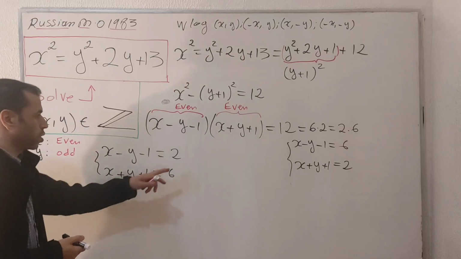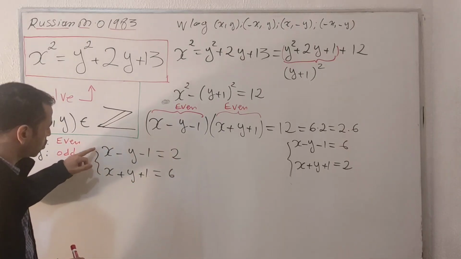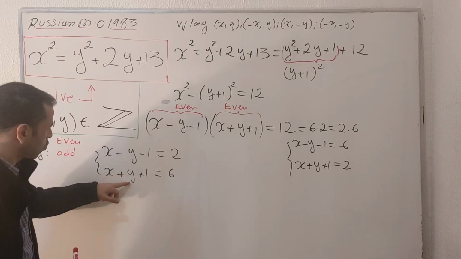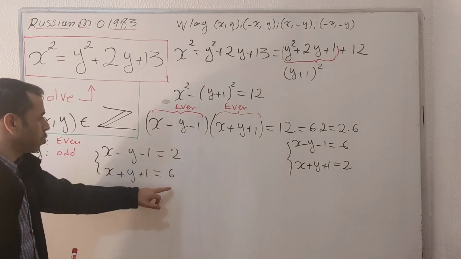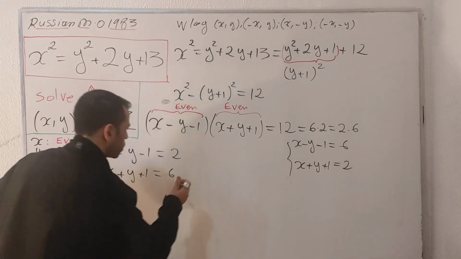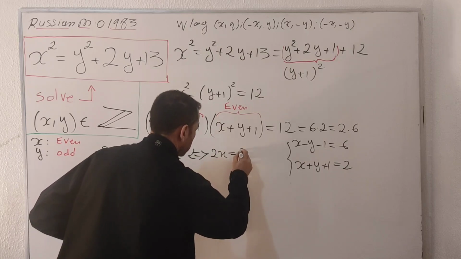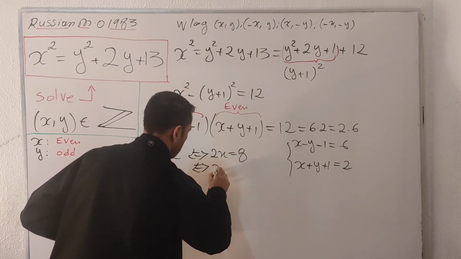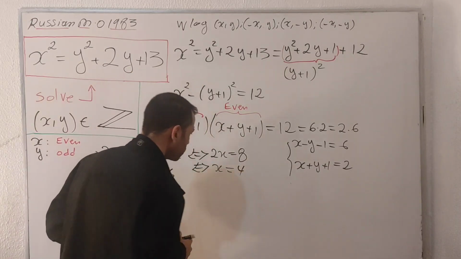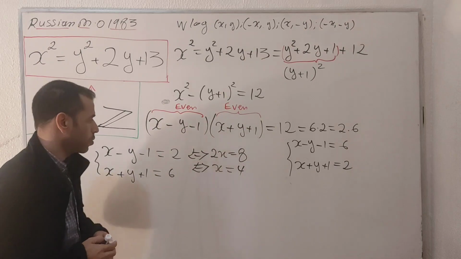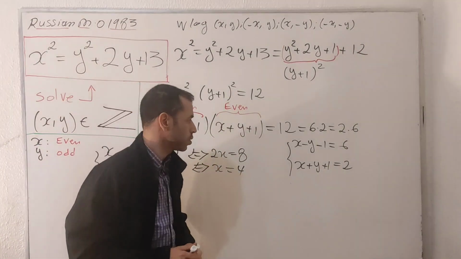Now I'm going to solve this one and the other one. By solving this one, I'm simply going to add the first equation to the second equation to cancel y and 1. So we'll be left with 2x equals 6 plus 2, which is 8. In other words, 2x equals 8. By dividing both sides by 2, I will have x equals 4. Okay? I'm going to leave this one as is. I'm going to move over to the next one.